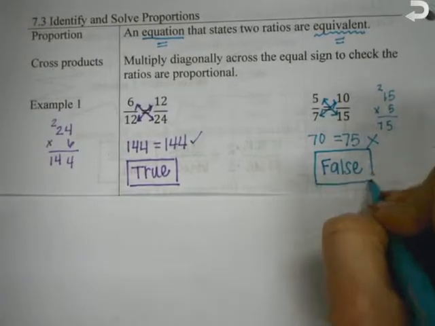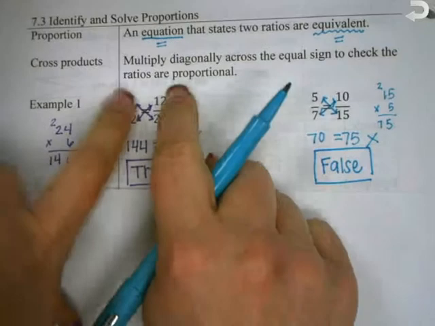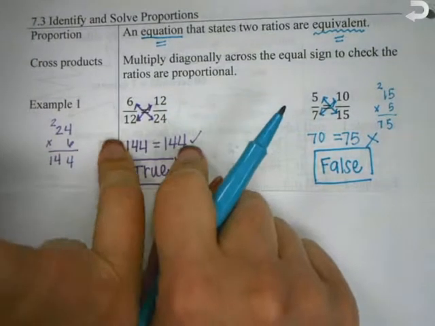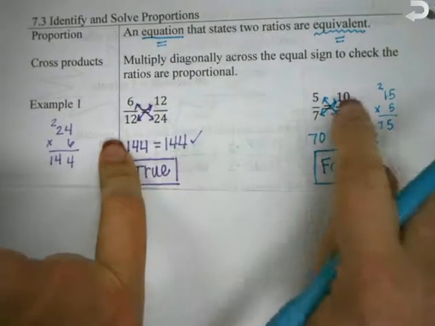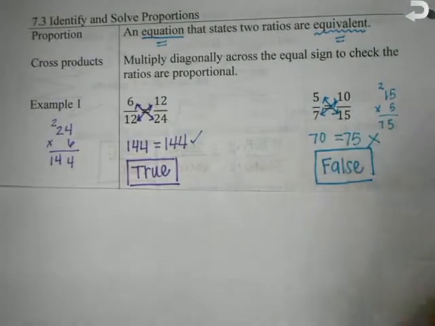So proportional just means that we're given two fractions and that they are equal to each other. That's all that it means. Okay, we use cross products so that we can check quickly whether or not they are proportional instead of having to reduce all of them.